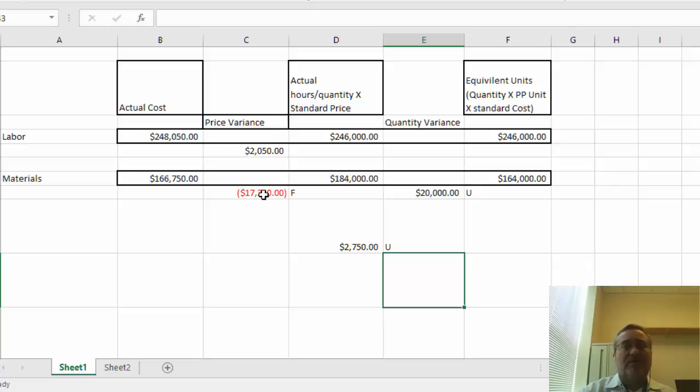Okay, now the one point that I will make is that in the calculations, don't worry about negative numbers. Put everything in positive numbers and simply put favorable or unfavorable next to the number.